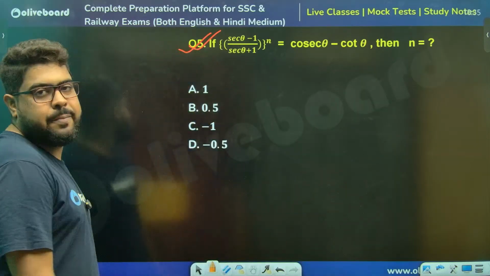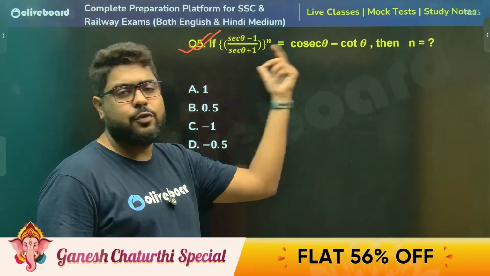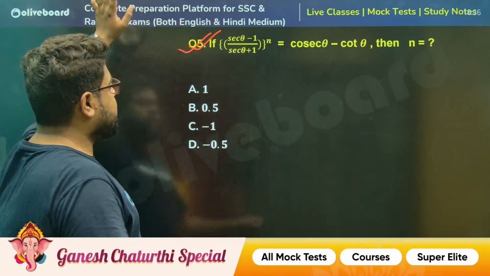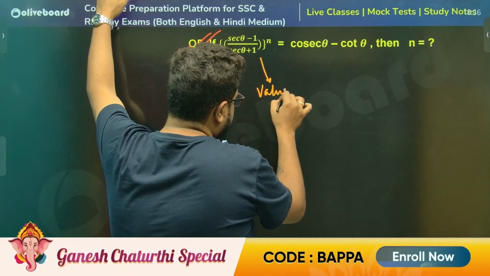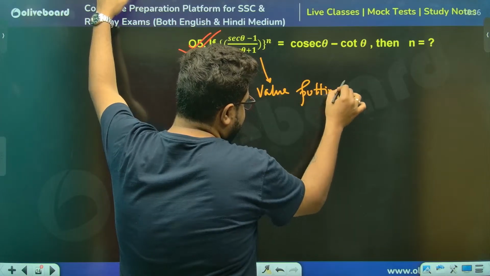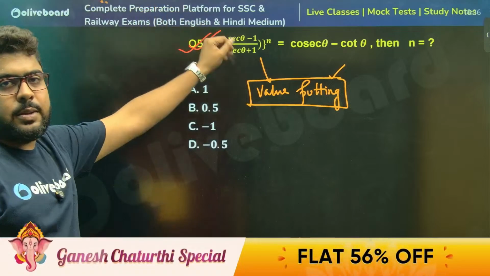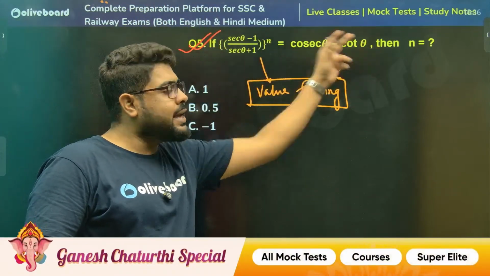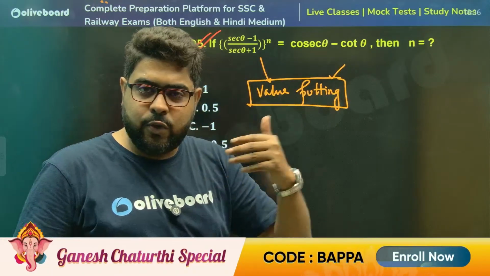Sorry, one thing. Here, if you want to put values for everything, you will be in a little trouble. So this is a pure and simple question of value putting. I feel the value putting approach will be best here. Why? Because value putting lets me eliminate this n, because they are asking us this n only. So I feel that will be the best way to move ahead.